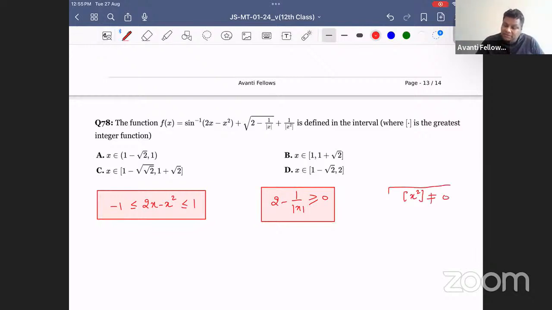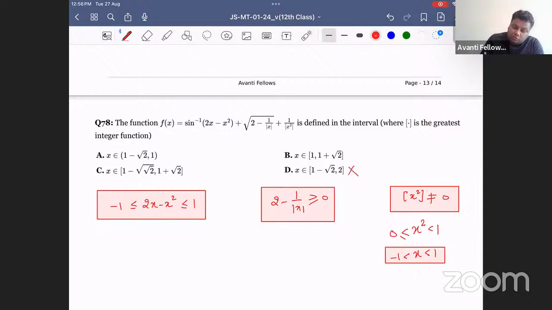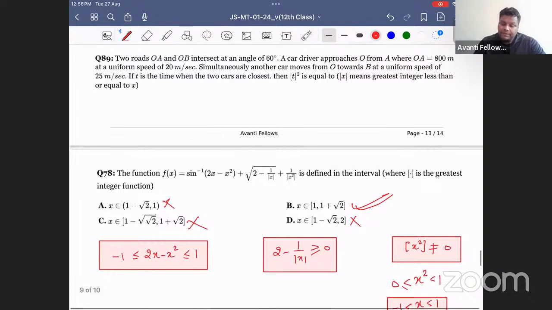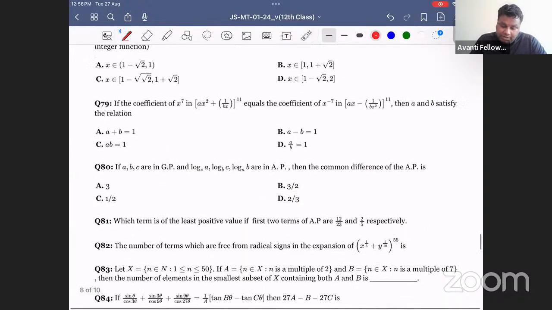I will start discussing from this condition. See, x square should not lie in 0 to 1. Am I correct? That means x should not lie in minus 1 to 1. Now x should not lie in minus 1 to 1. With this, D is rejected. 1 minus root 2 to 1 includes 0 also. This is rejected. 1 minus something to 1 plus, this is also rejected. This is the only correct answer. We should always keep our mind open. Got it?